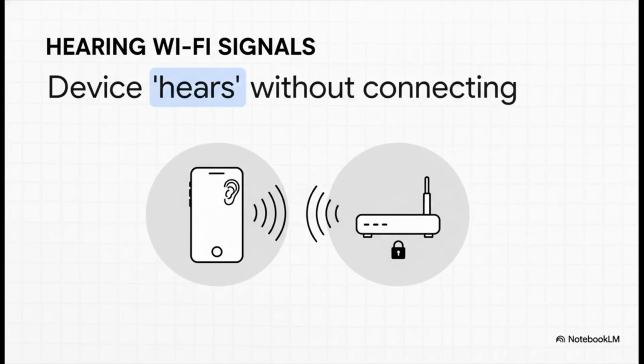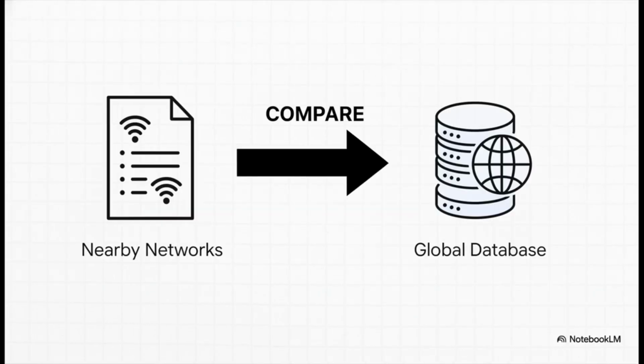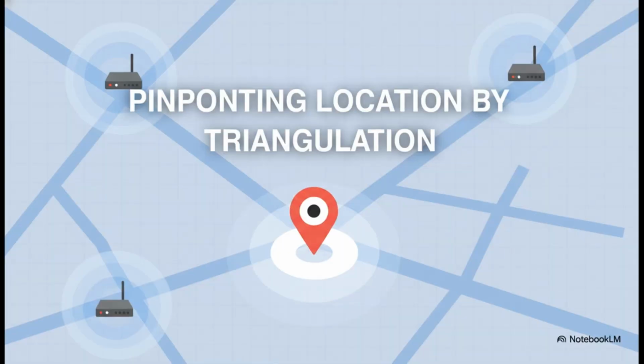Now, here is the really key detail. Your device doesn't need to connect to any of these networks. It doesn't need the password. It just has to be close enough to hear them broadcasting their names. So what does it do with this list of nearby networks? It checks it against these massive crowdsourced databases. These are basically global maps with the locations of millions of Wi-Fi hotspots, all logged by other devices. So by seeing which networks are near you, your device can figure out its own position with surprising accuracy, sometimes down to a single city block.